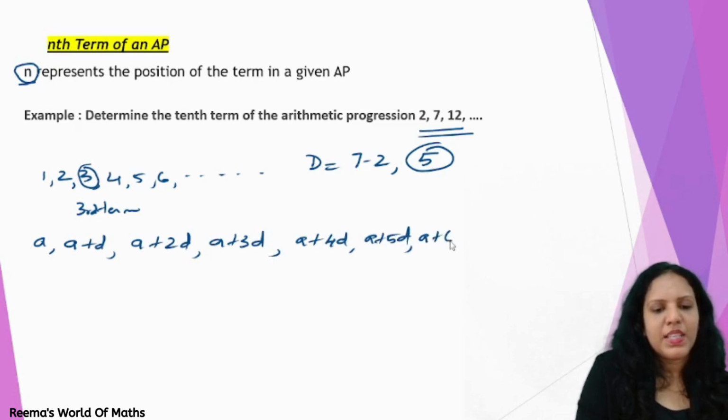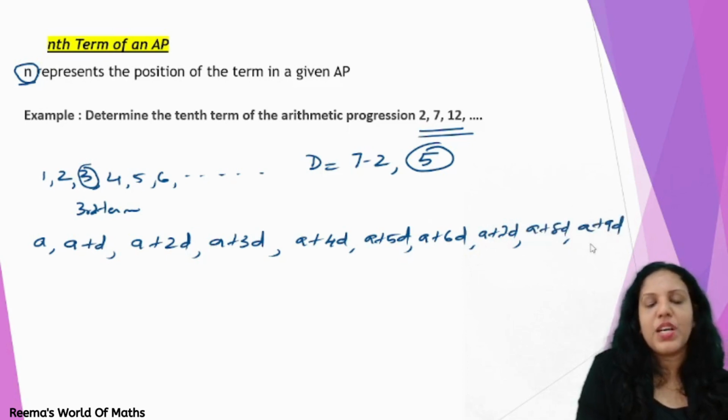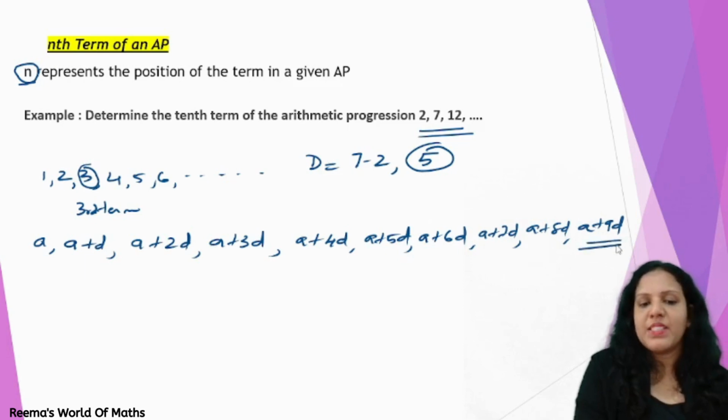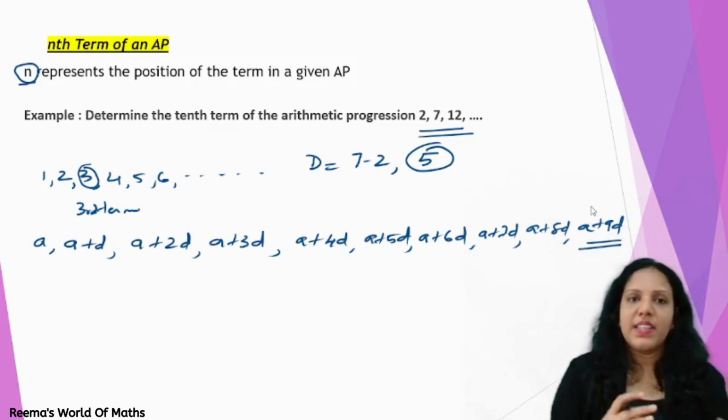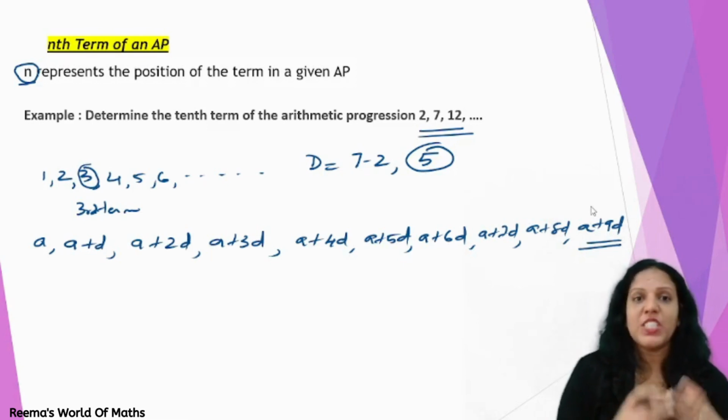A plus 6d, a plus 7d, a plus 8d and a plus 9d. So this will give you the 10th term. A plus 9d is your 10th term. So this is how we find the nth term of an arithmetic progression manually.